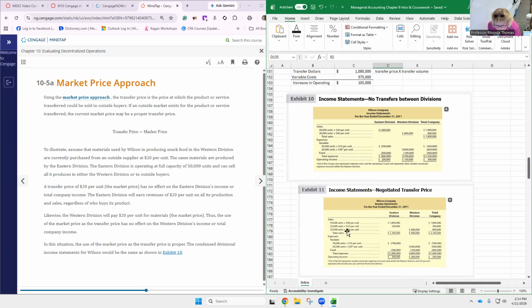That's the transfer price. They agreed on a price of $15, because it says here that the Eastern Division is operating at full capacity of 50,000 units and can sell all it produces to either the Western Division or to outside buyers. So with a transfer price of $20, if the seller is operating at capacity, there's really no incentive for them to sell it for anything less than the market price itself.